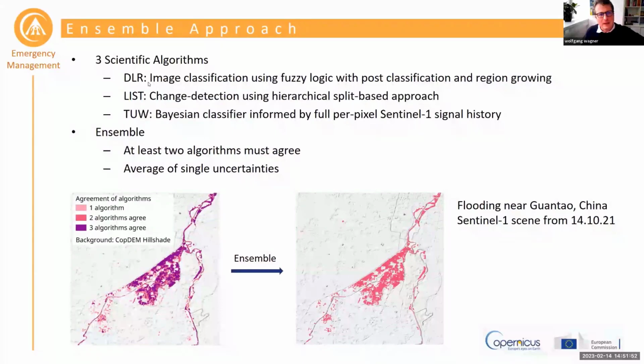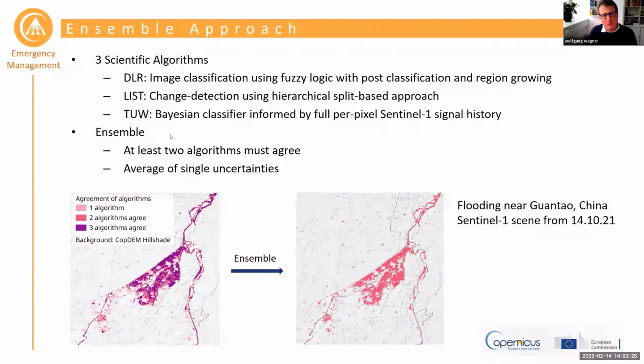For example, the DLR algorithm is a more classical water and flood mapping algorithm that uses fuzzy logic with post-classification and region growing to have a good delineation of flood extent. The LIST algorithm compares essentially two images, is done with a hierarchical split-based approach, and also does some region growing. And our algorithm from TU Wien is a Bayesian classifier that we'll show you in a minute.